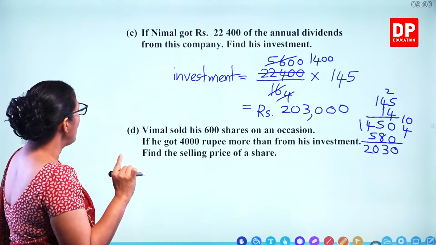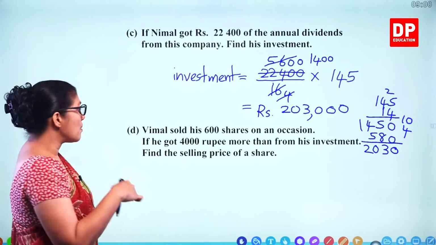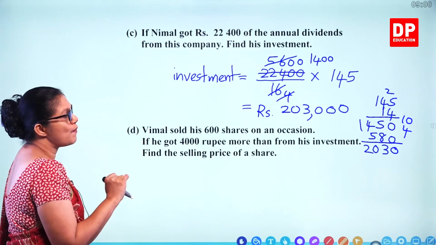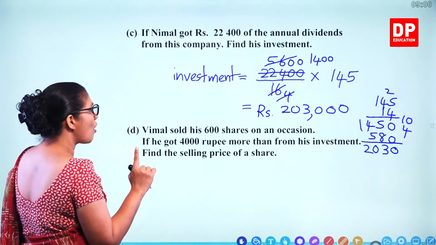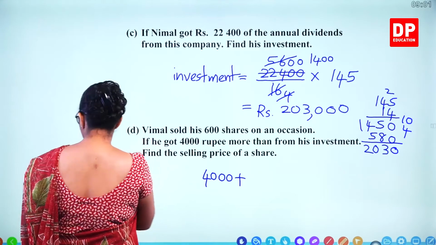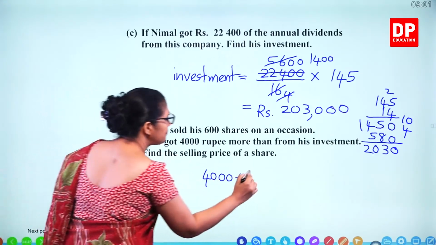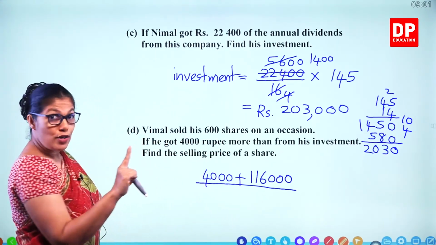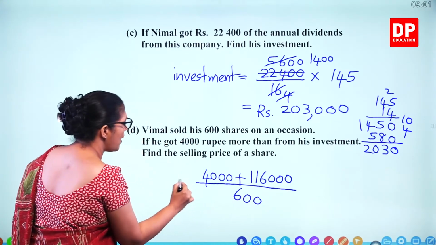Now, next one. Vimal sold his 600 shares on an occasion. Now, this is about Vimal. If he got 4,000 rupees more than his investment, find the selling price of a share. So, what is the amount he got? 4,000 plus the invested amount. So, what's the invested amount? 116,000. That's the total. And when you divide by 600, you get the selling price.